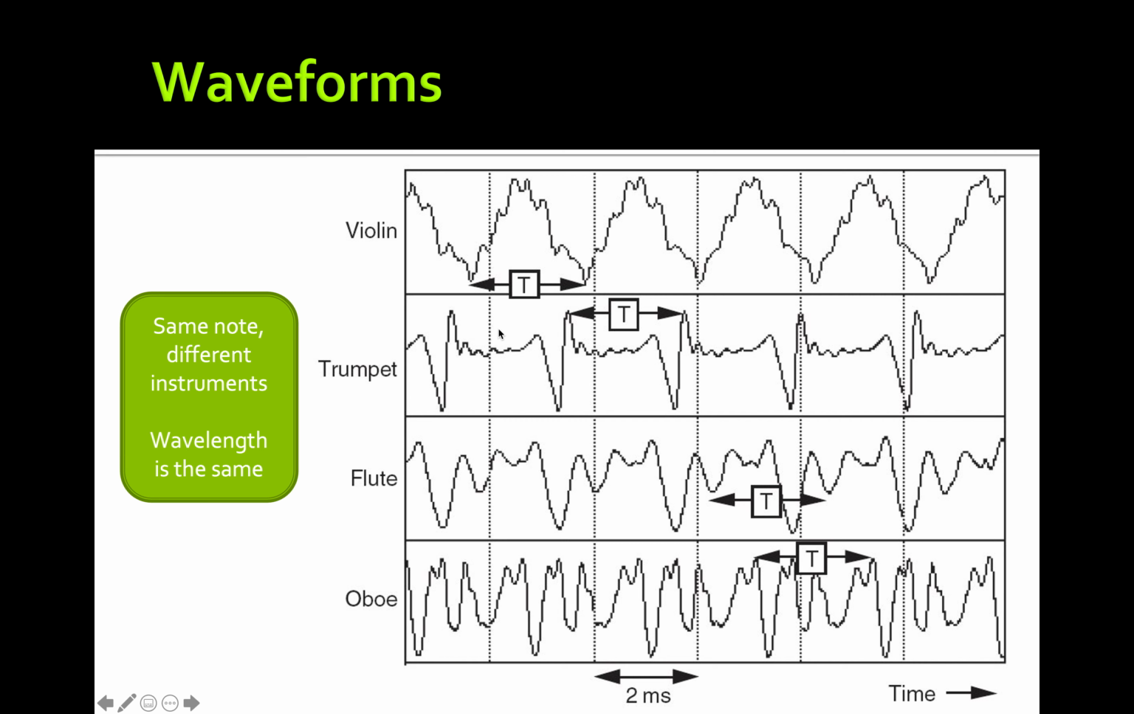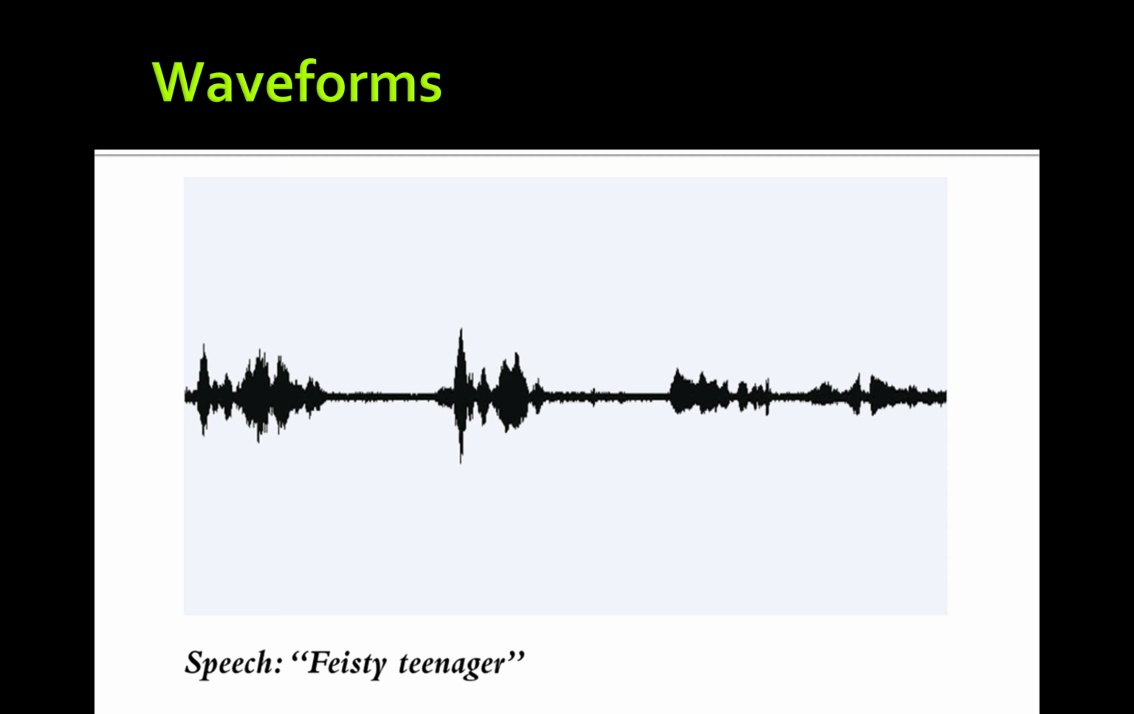The amplitude is going up, then coming down, up, down, up, down. This is the waveform of the violin, this is a trumpet, this is a flute, this is an oboe. So we have graphs for different types of instruments. This is again a teenager's speech. This is the plot that we can see in Audacity as well. When you start using that software, you will be able to understand what's going on.